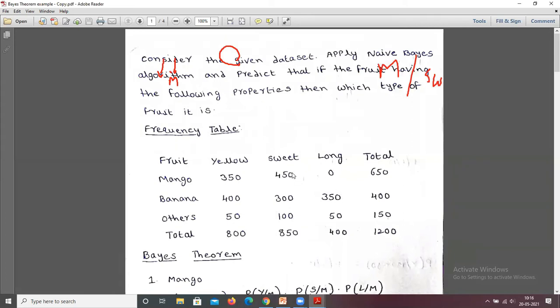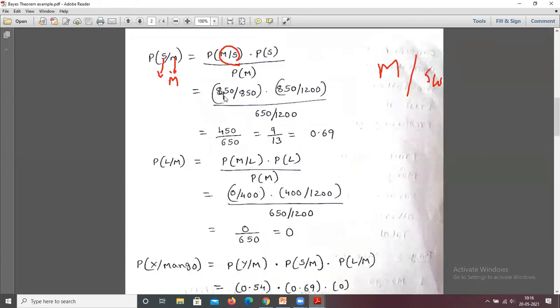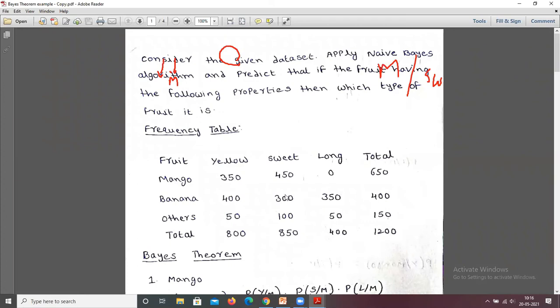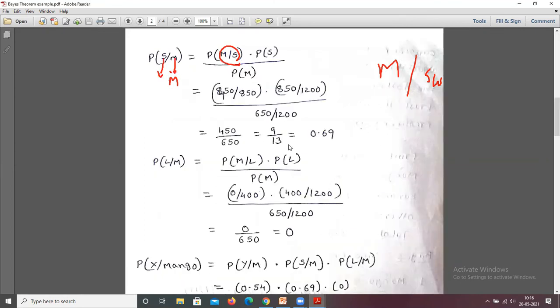Now we see the sweet is 450 and the total is 850. So 450 by 850 into P of S, that means 850 sweet by 1200, the last record. So 850 by 1200. And P of M equals 650 by 1200. If you solve this, we get 0.69 as the answer for probability of S by M.